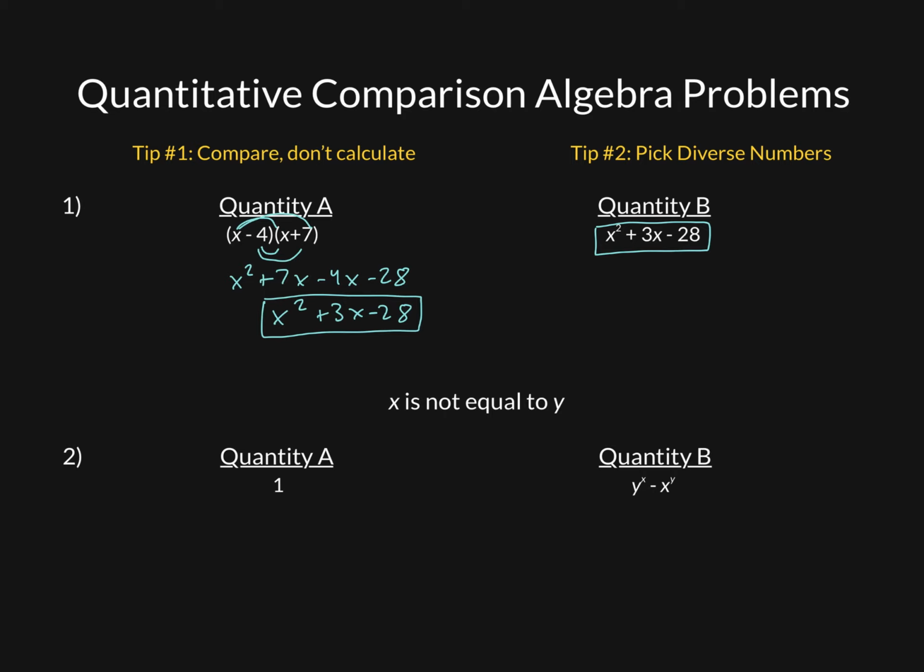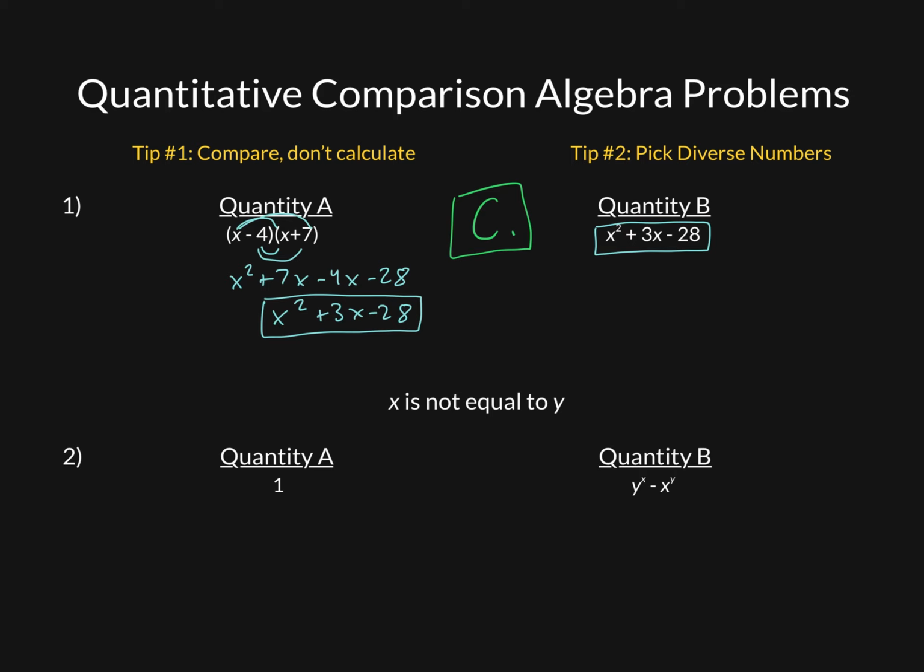So instead of calculating, we're just comparing. It's just the same exact expression, but just simplified. So therefore, we know our answer here is going to be C. The two quantities are equal. Great. Now let's go ahead and take a look at number 2.